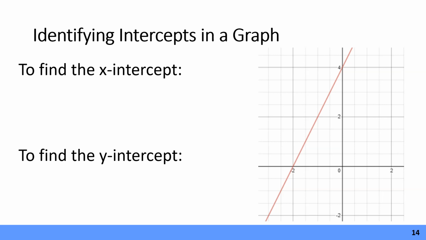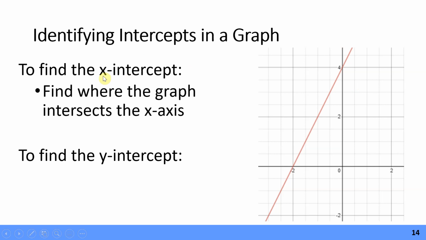Okay, the next thing we're going to cover here in this section are intercepts, right? You guys have to know what intercepts are and how to identify them. So in a graph, x-intercepts are wherever the graph intersects the x-axis. So remember, this is your x-axis right here. So my x-intercept would be -2 because that's where the graph intersects the x-axis.